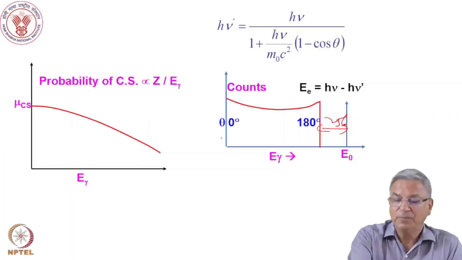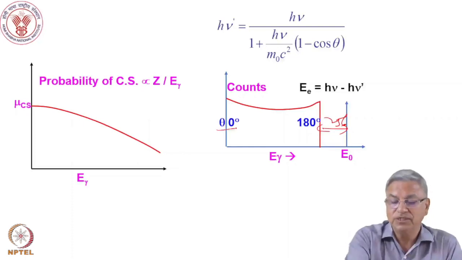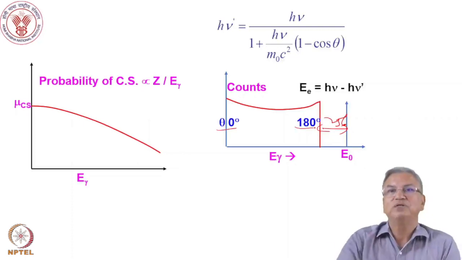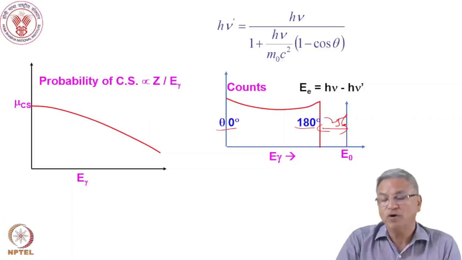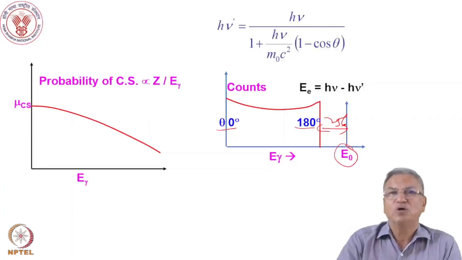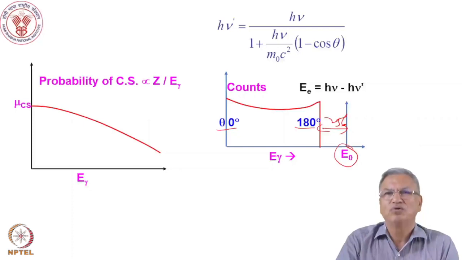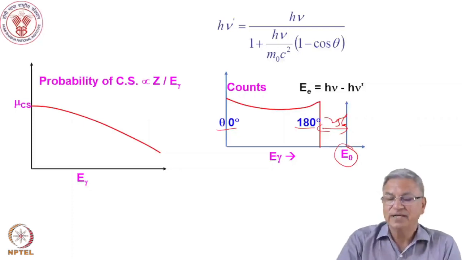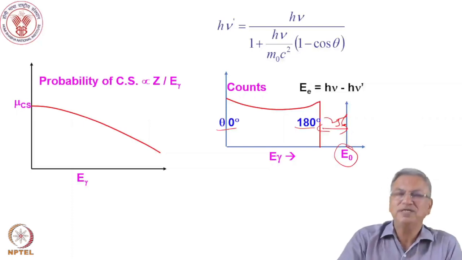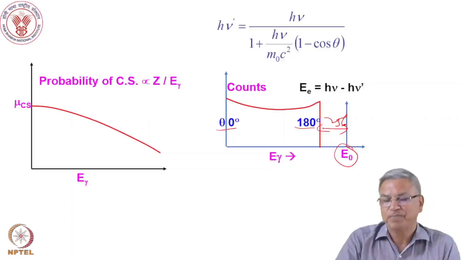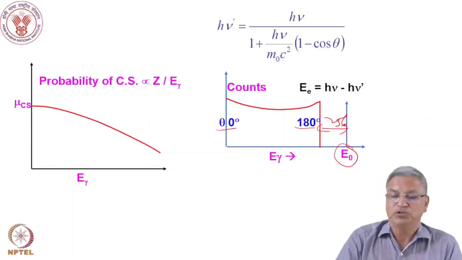You can see here, depending upon the scattering of the photon at 0 degrees or 180 degrees, you get a continuum in the gamma spectrum as a result of Compton scattering. This is the full energy. Compton scattering does not lead to full energy deposition. But what happens if your detector is very big in size? Then the Compton scattered photon can further undergo photoelectric effect or Compton scattering, and you can have full energy deposition. Here it is assumed that the photon is scattered out of the system, but if the photon can further interact with the medium, it can lead to full energy deposition.